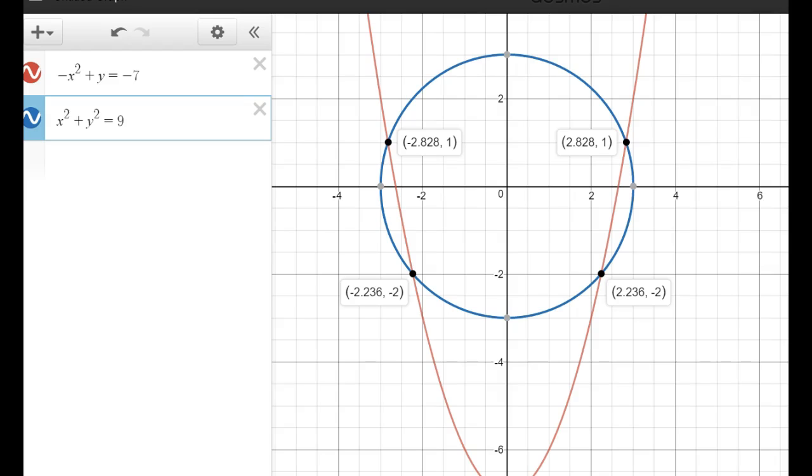And here you can see what the graph of this system would look like. So this one is at negative root 5 comma negative 2, positive root 5 comma negative 2, and here is negative 2 root 2 comma 1 and positive 2 root 2 comma 1.